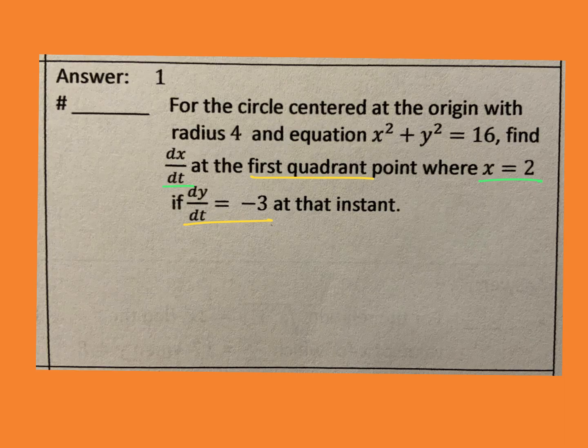So let's take a derivative. What's the derivative of x squared? 2x dx dt. And so then plus, what's the derivative of y squared? 2y dy dt is equal to 0. Very good. All right. And so now let's substitute in what we know. So we can substitute in an x. So 2 times 2 is 4. dx dt is what we're solving for, so that goes there.